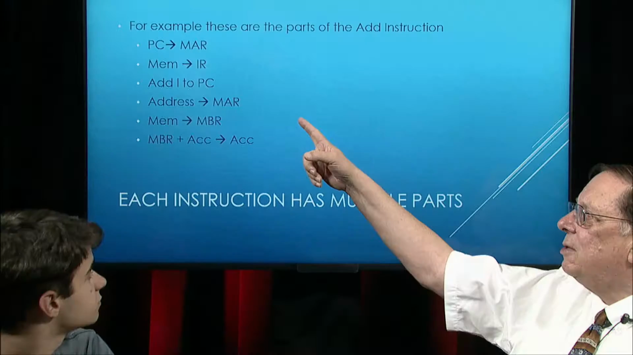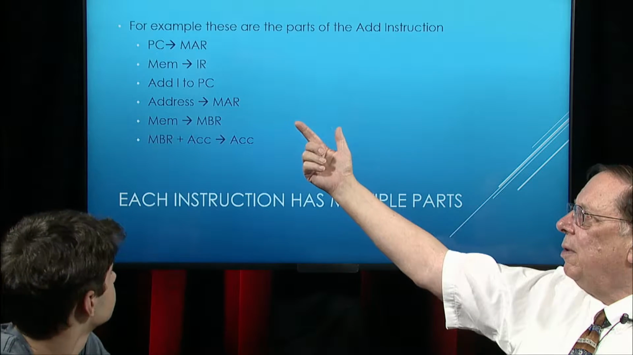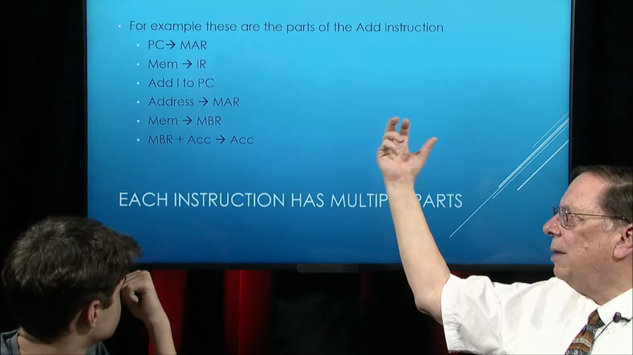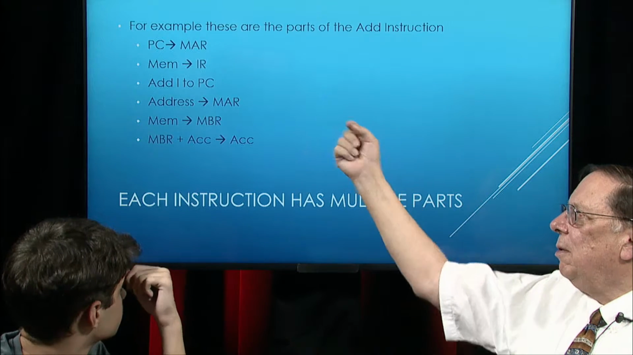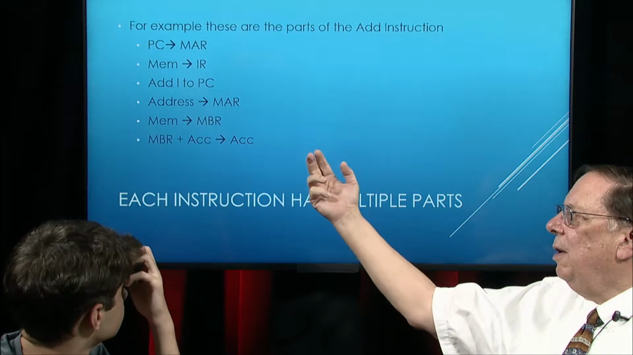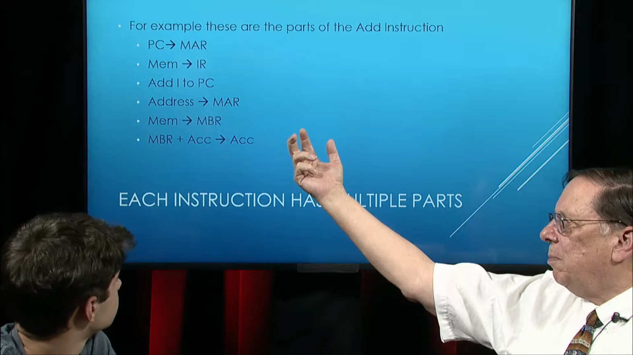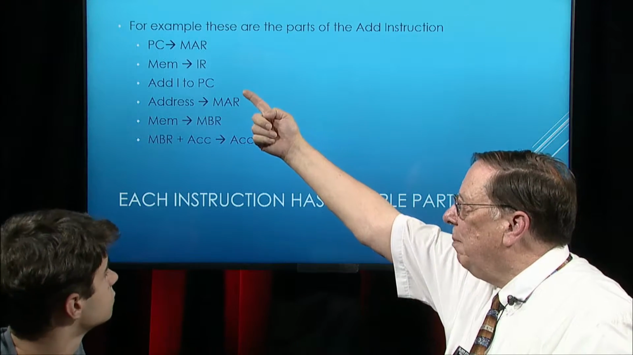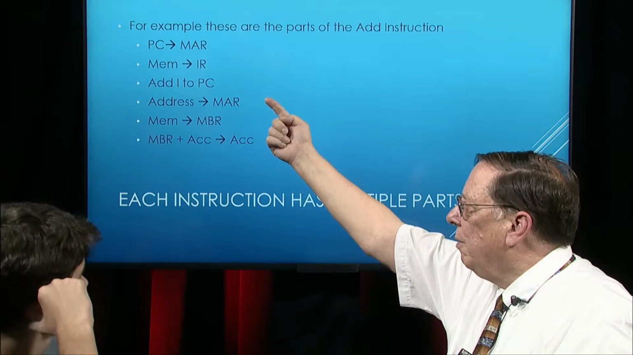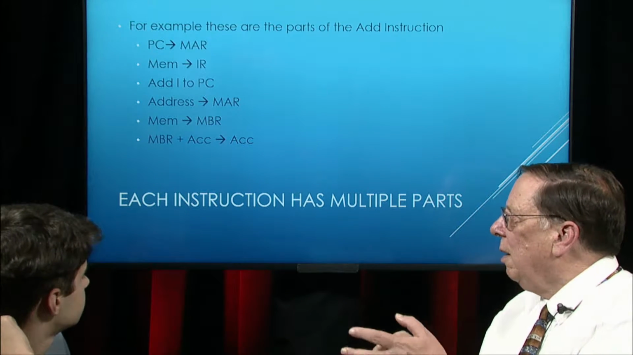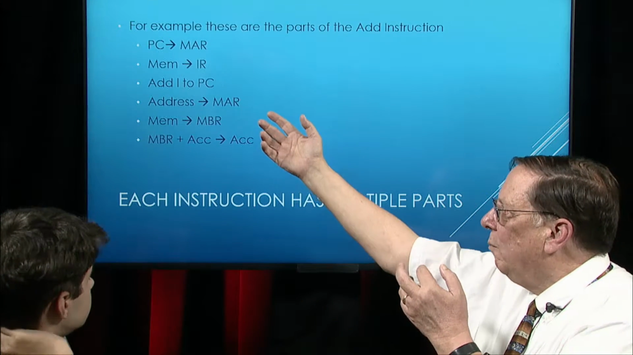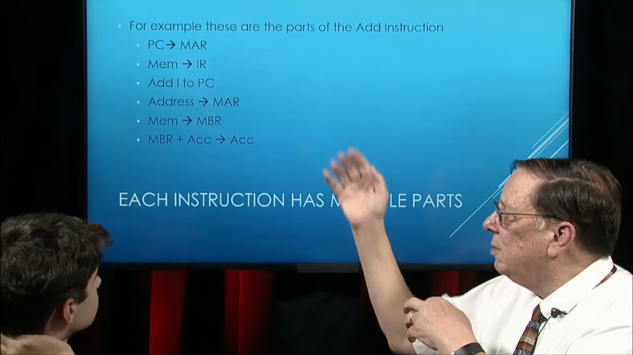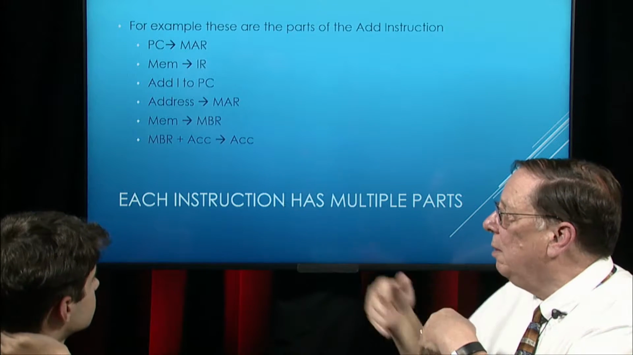The first thing that has to happen is the program counter value, the address of the instruction we're about to run, needs to be loaded into the memory address register, and then that memory address is applied to the memory, we grab the character that's in memory at that location, and we put it into the instruction register. And then we also have to add 1 to the program counter so that we're going to do the next instruction when we finish this one.